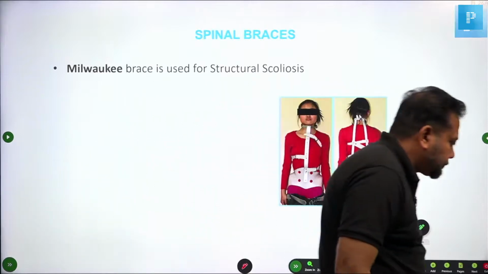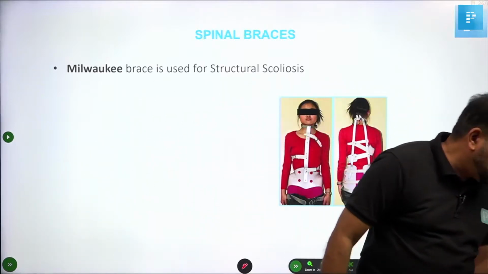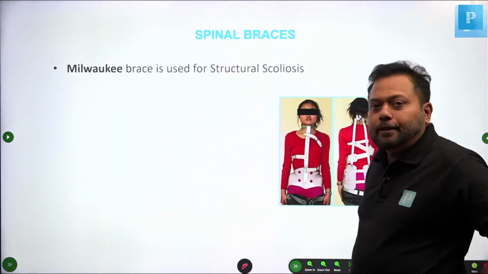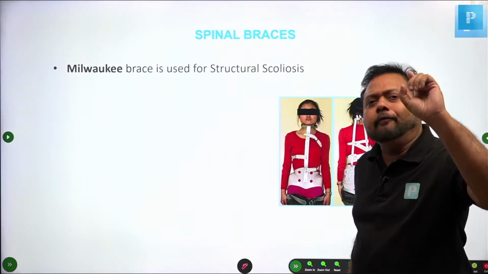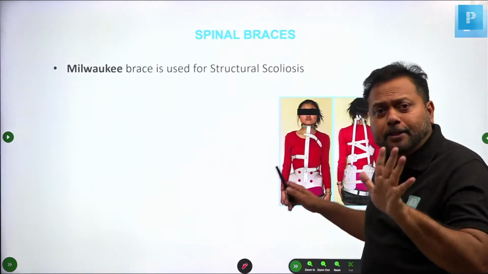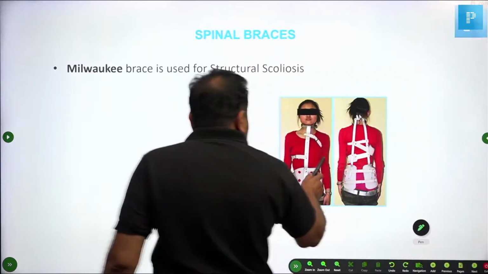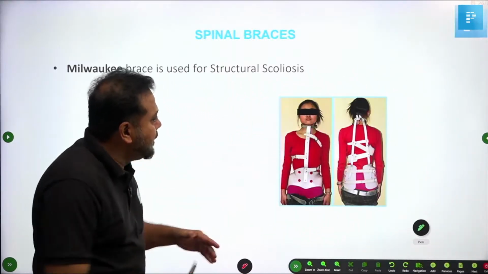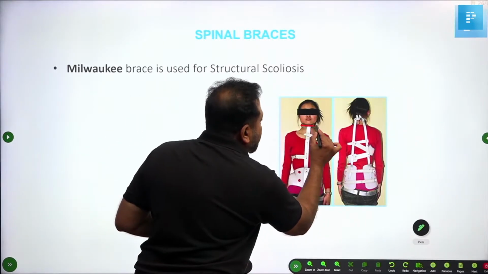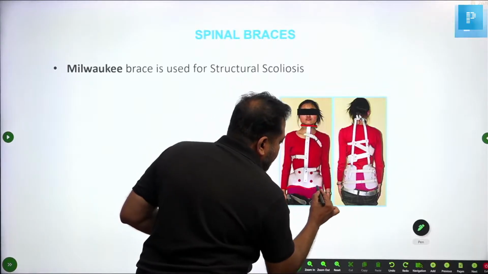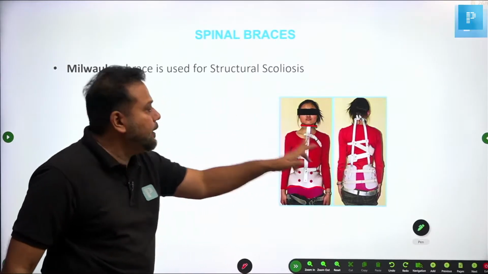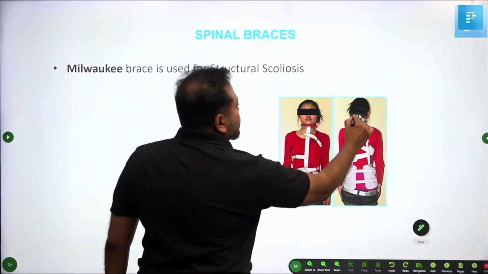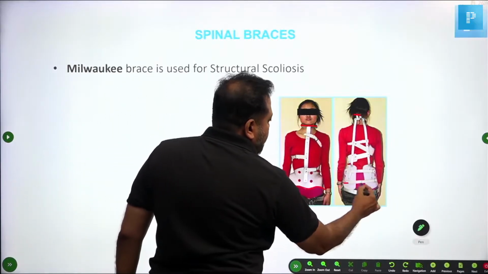Now, okay, yes, Milwaukee brace. You see, please, in 10 seconds, 4 important braces often repeated. You can see the image. Whenever they give a brace like this, you see it starts from the chin and goes up to the lumbar level. This is the front side, that's the back side. On the back side, it comes till the occiput and goes up to the lumbar level.